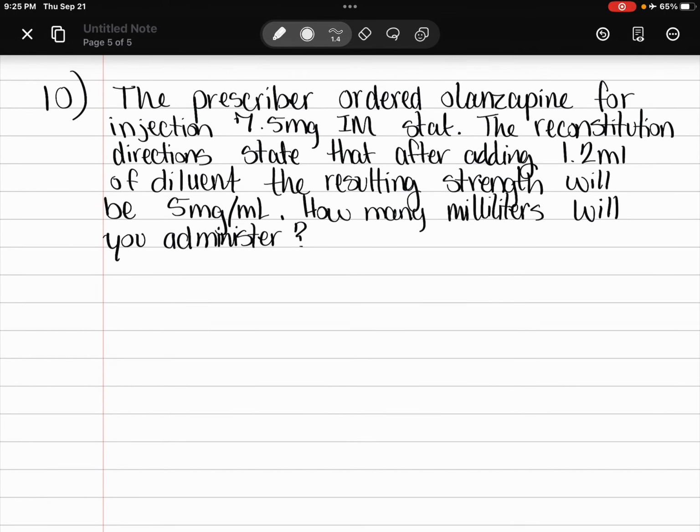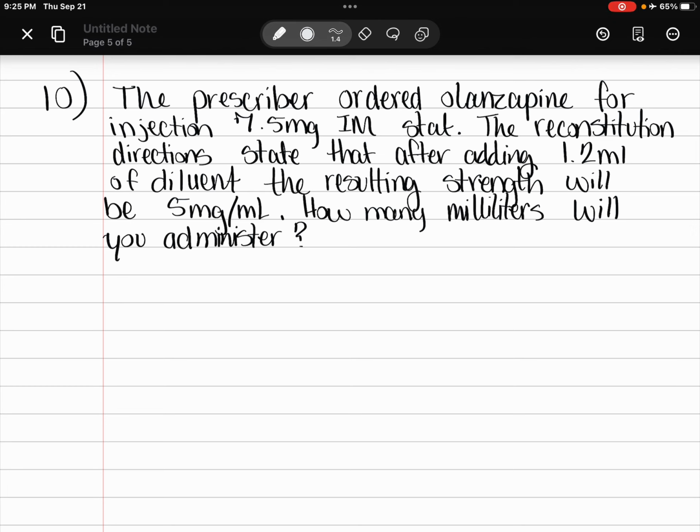This problem right here is a really good one because it has a lot of irrelevant information in it that you will probably see on things such as the NCLEX or a test. The problem states the prescriber ordered olanzapine for injection 7.5 milligrams intramuscular stat. The reconstitution directions state that after adding 1.2 milliliters of diluent, the resulting strength will be 5 milligrams per milliliter. How many milliliters will you administer?